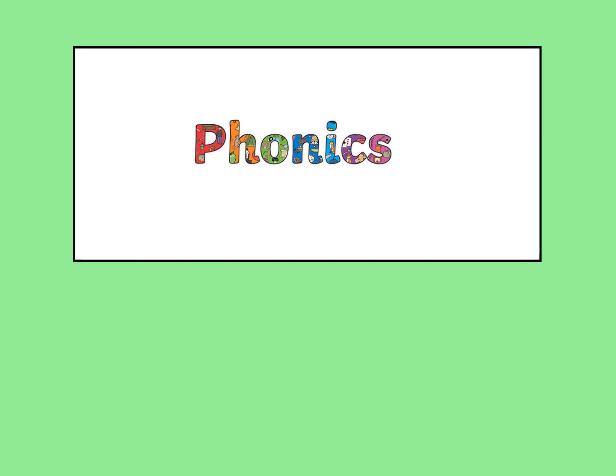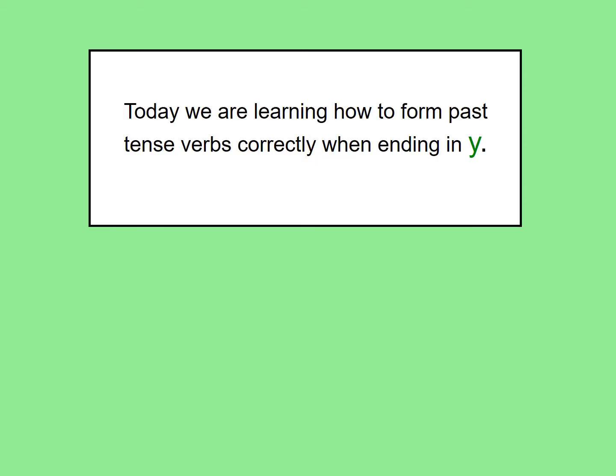Happy Friday. Today we're going to look at something completely different to the suffixes that we were looking at before the half term. Today we are going to be learning how to form past tense verbs correctly when ending in the letter Y. Another way to look at this is we are looking at verbs that end in the letter Y, and we're going to change them into the past tense by spelling them correctly and using the correct spelling rule.